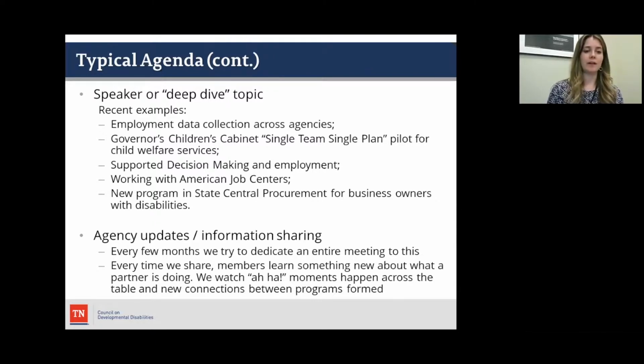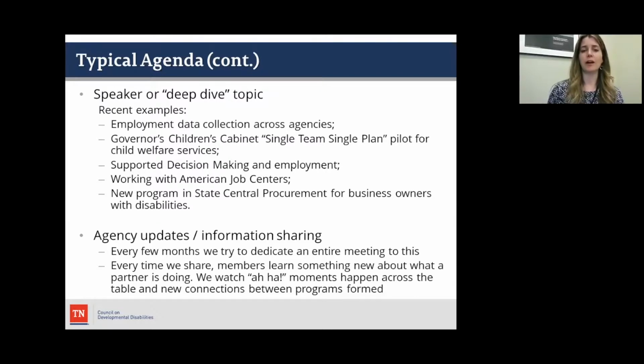The council has been leading supported decision-making work for the last couple of years. And so big topics like that, and just employment in general, are often discussed with a national speaker that we can bring in. Because Department of Labor is on this group, we've worked on how to help American job centers in local communities serve more people with disabilities.